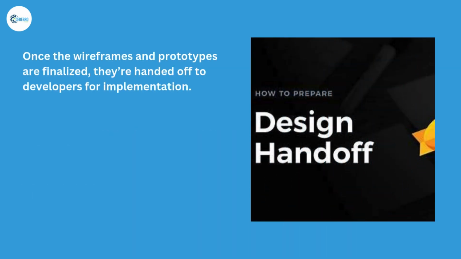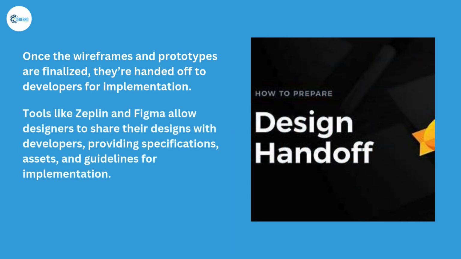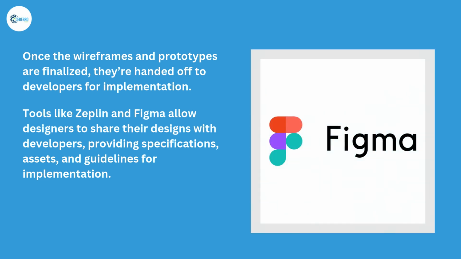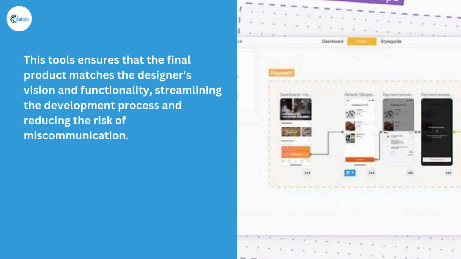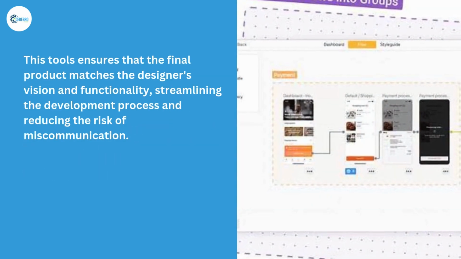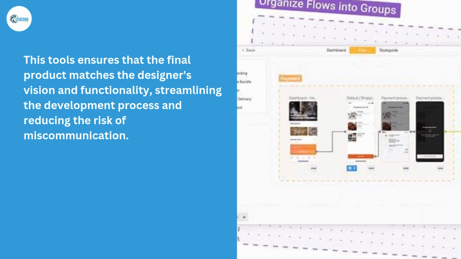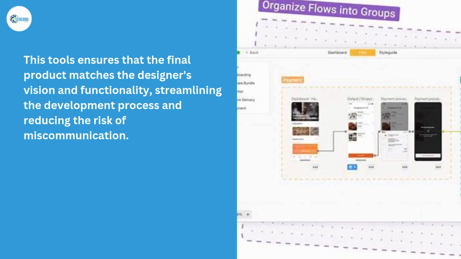Once the wireframes and prototypes are finalized, they're handed off to developers for implementation. Tools like Zeplin and Figma allow designers to share their designs with developers, providing specifications, assets, and guidelines for implementation. These tools ensure that the final product matches the designer's vision and functionality, streamlining the handoff process and reducing the chance of errors during development.